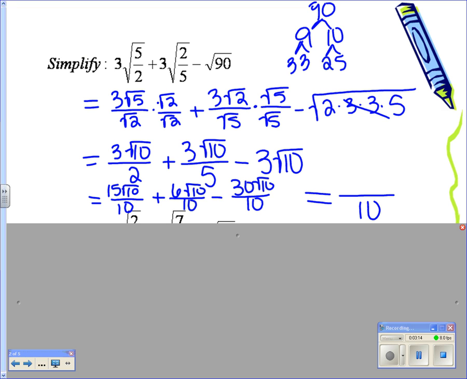So 10 is our denominator. Does the square root of 10 change? Okay. 15 plus 6? 21 minus 30? Negative 9. And that is your actual answer. You see how that works? Yeah. If you can reduce the 9 and the 10, those two numbers, you would want to.